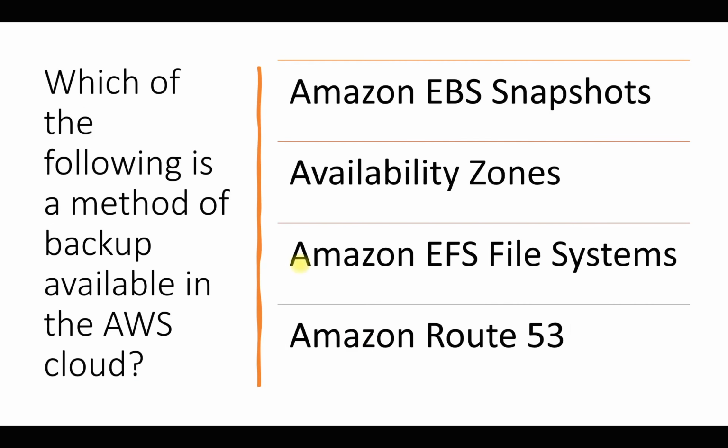So let's talk about this question. In this question, they are asking which of the following is a method of backup available in the AWS cloud. So we are looking for a method where we can keep our backup. The options we are having: Amazon EBS snapshots, next availability zones, third Amazon EFS file systems, fourth one is Amazon Route 53.